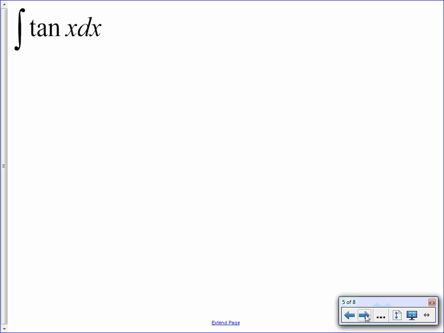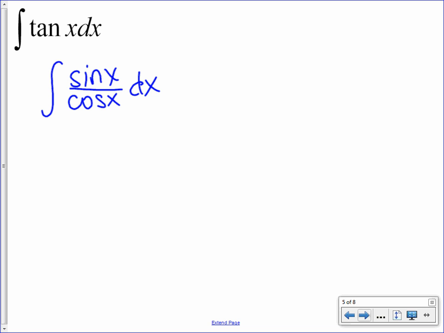Is that tangent of x? Tangent x dx. Change it to sine and cosine. Oh, that is an excellent idea, because we don't have a rule for just the antiderivative of tangent, do we? No, but we can change it to sine of x over cosine of x. And how is that helpful? The derivative of cosine is negative sine.